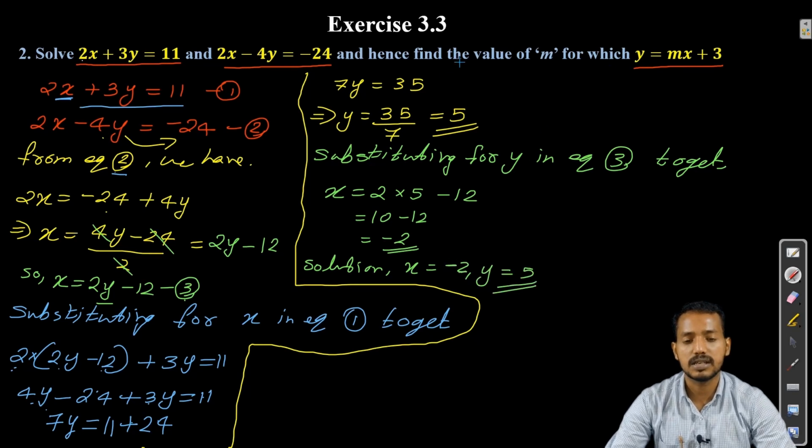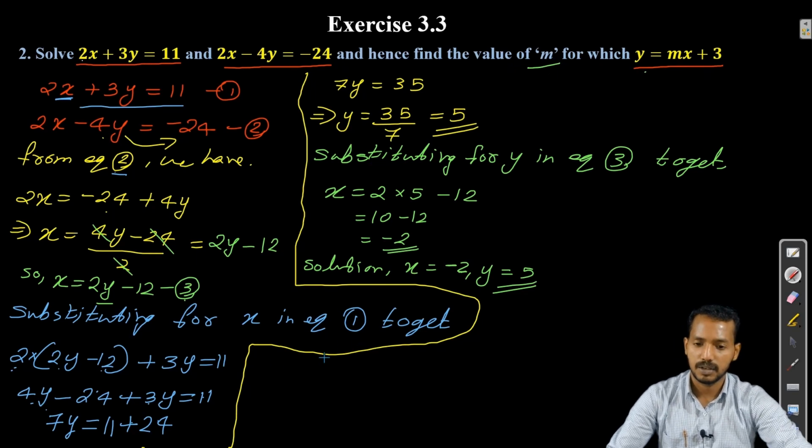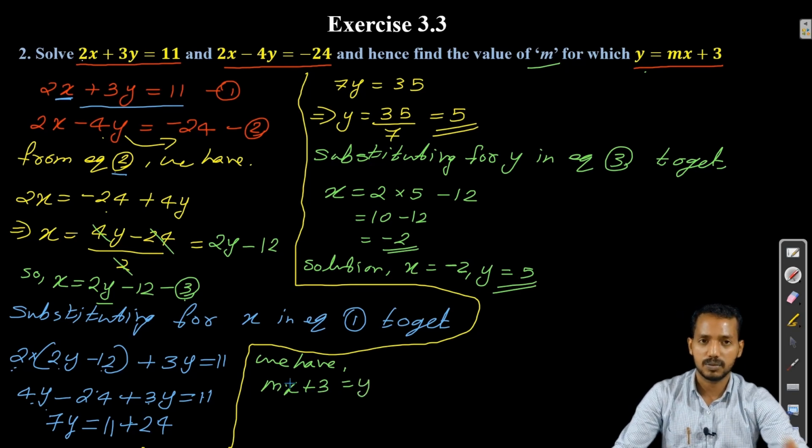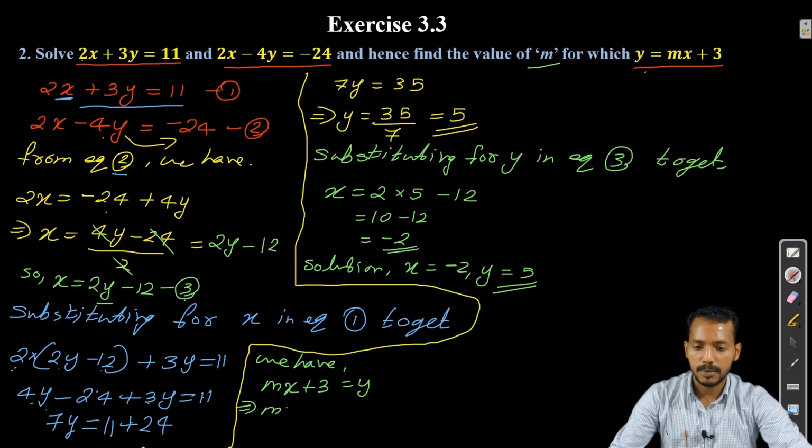But the question is, find the value of m for which y equal to mx plus 3. So we have mx plus 3 is equal to y. I am writing the expression that consists of m on the left side, because we have to find m. That implies m into, what is x? X equal to minus 2. Minus 2 plus 3, which is equal to y, which is 5.